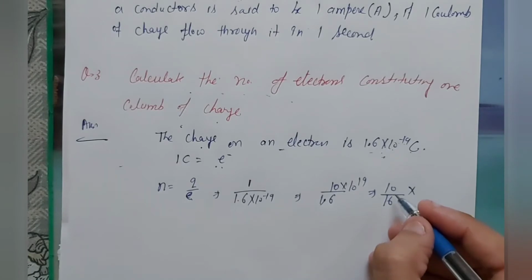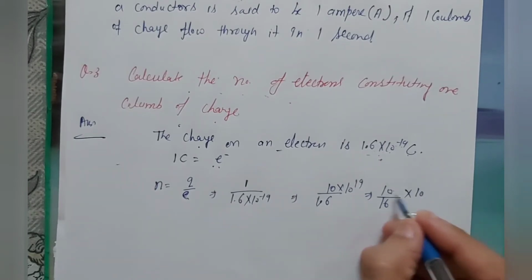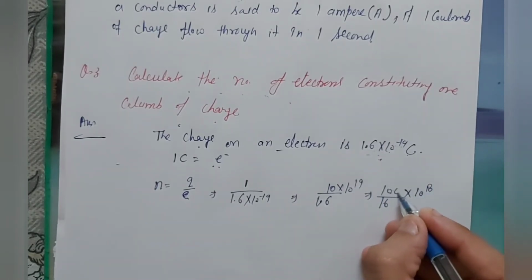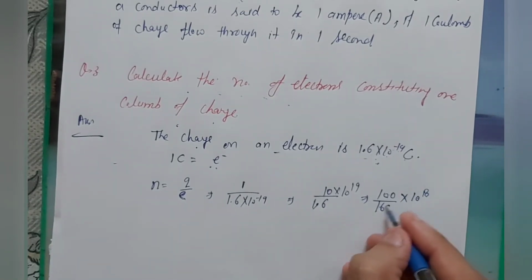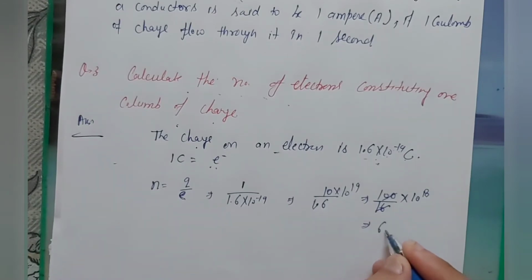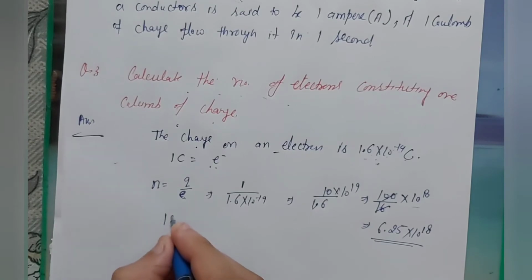Okay, so 10 divided by 16. As we know that we can't cut 16 by 10, so we take 1 zero from here. There are 19, so 18 are left, then 1 zero here. When we cut it, it will be equal to 6.25 multiplied by 10 raised to power 18. So this is the number of electrons in 1 coulomb.